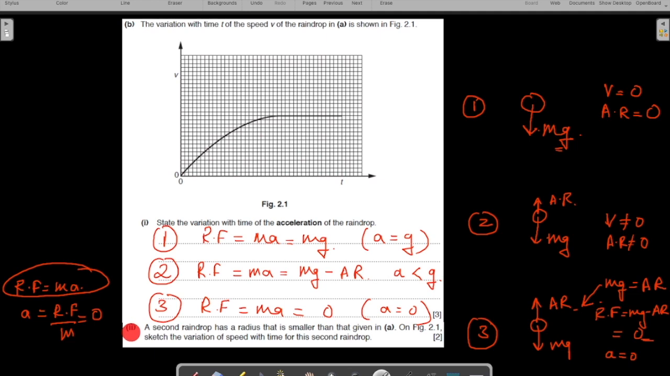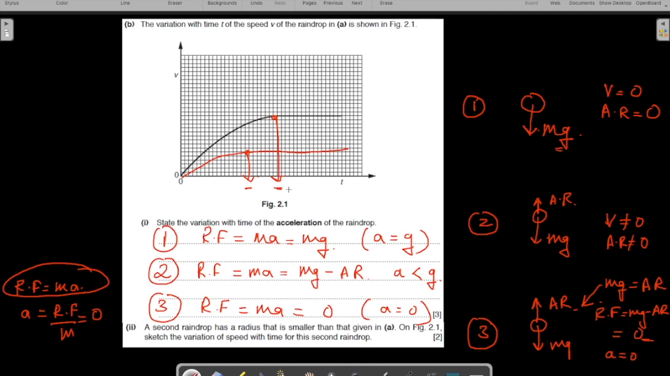Right? The third part: a second raindrop has a radius which is smaller than that given in part A. On this figure sketch the variation of the speed with time t for the second raindrop. So when the size is smaller, it means mass is smaller. You'll achieve the terminal velocity much quicker. If you see, you are achieving a terminal velocity at a smaller period of time as compared to this, which is a bigger period of time.